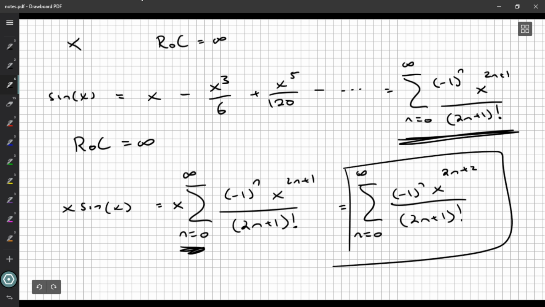Okay. And just like the other two that converge everywhere, this will also converge everywhere. Now, they asked specifically for the interval of convergence, so we'll just say all real numbers. But the radius of convergence here is also infinite.